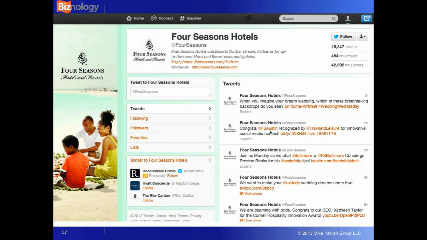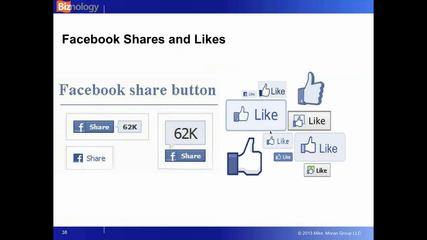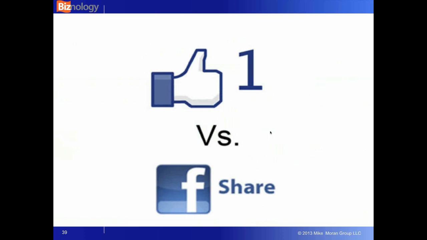Facebook is another option. Obviously, Facebook has both shares and likes. Now, the difference between them is very simple. A like, thumbs up, is something I enjoy. Whereas a share is a customer actually saying, I'm going to promote this content. I'm not just going to say I like this, but I'm going to forward this on to all my friends on Facebook. And actually, there is a lot of data that suggests a share is more valuable from a search engine ranking perspective than a like is.